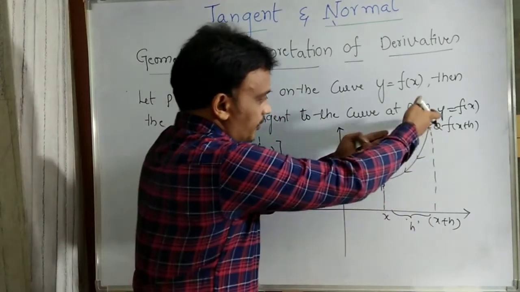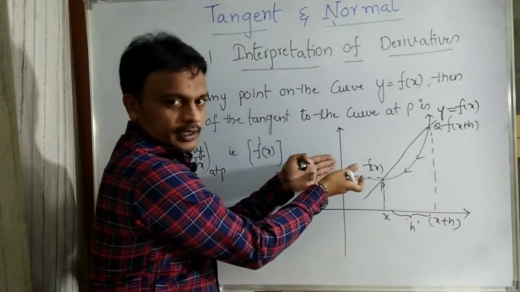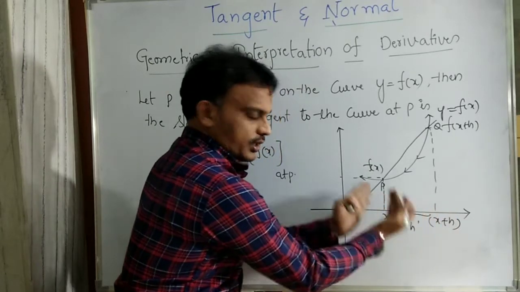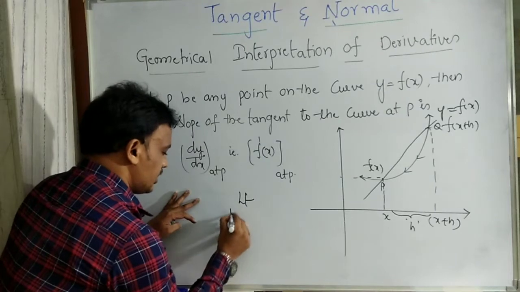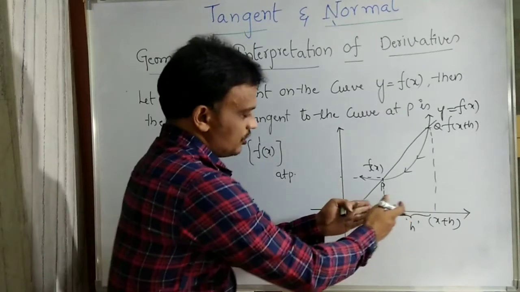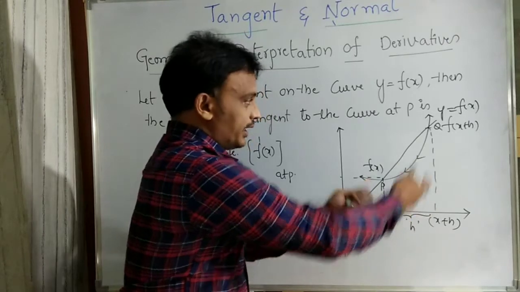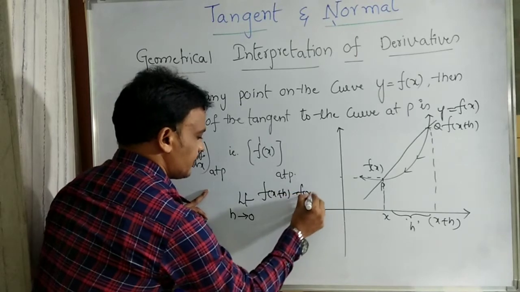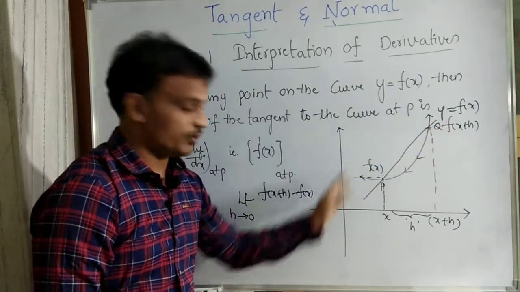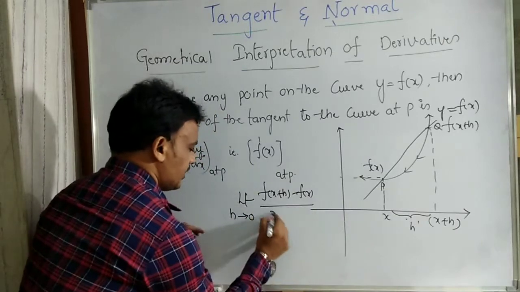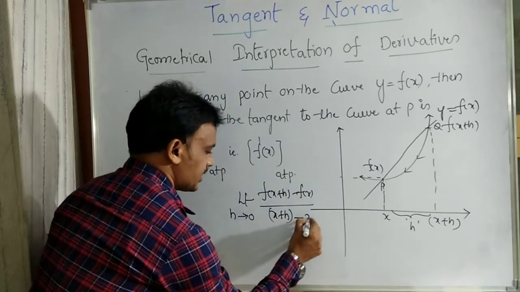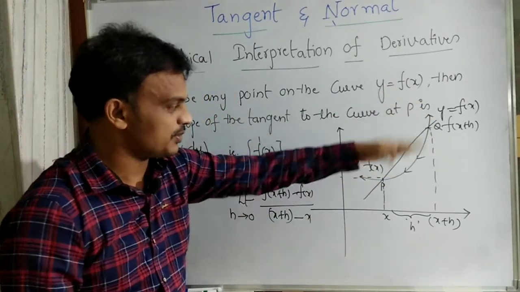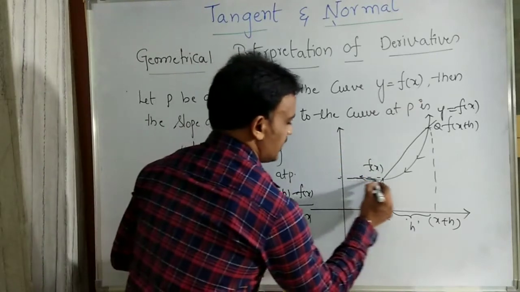That is, when the point Q reaches the point P, that means the distance between these two becomes almost 0. Then I can write: limit h tends to 0. That means when this is happening, the difference in y coordinates, that is f of x plus h minus f of x, with respect to the difference in x coordinates, x plus h minus x. In this case, what is happening? The secant becomes a tangent. Am I right? The secant becomes a tangent.